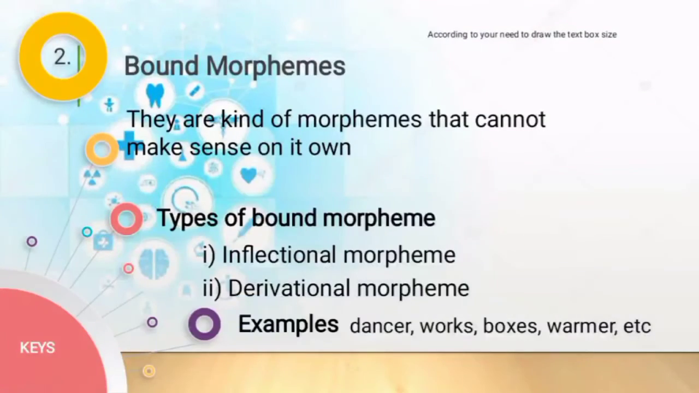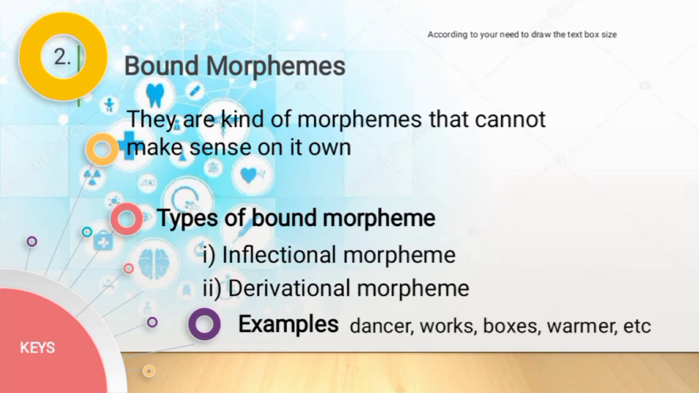Now we move to the second type of morpheme, which is the bound morpheme. There are kind of morphemes that cannot make sense on its own, which means that bound morphemes do not make sense unless they are attached to a free morpheme. Now we have the types of bound morphemes. We have the inflectional morpheme. Now the second one, which is the derivational morpheme.